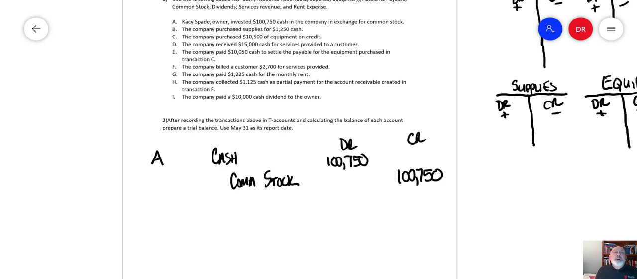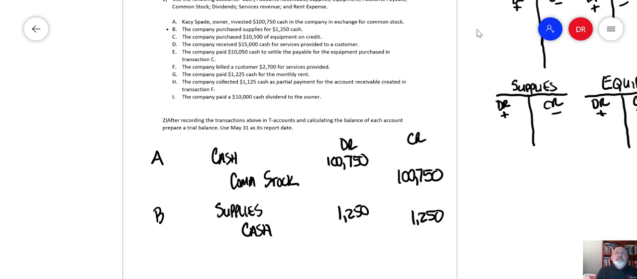Okay, the second one says the company purchased supplies for $12.50 cash. All right, so the asset account supplies is increasing, so this is a debit to supplies for $12.50, and a credit to cash because we're spending cash, reducing the balance by $12.50.